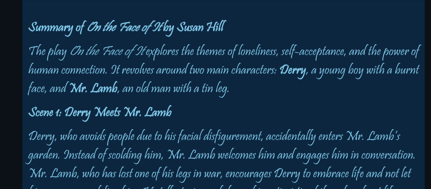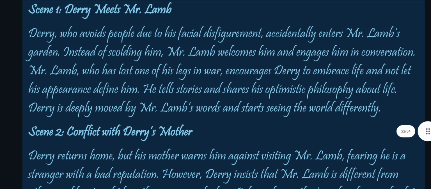Scene 1. Derry meets Mr. Lamb. Derry, who avoids people due to his facial disfigurement, accidentally enters Mr. Lamb's garden. Instead of scolding him, Mr. Lamb welcomes him and engages him in conversation. Mr. Lamb, who has lost one of his legs in war, encourages Derry to embrace life and not let his appearance define him. He tells stories and shares his optimistic philosophy about life. Derry is deeply moved by Mr. Lamb's words and starts seeing the world differently.